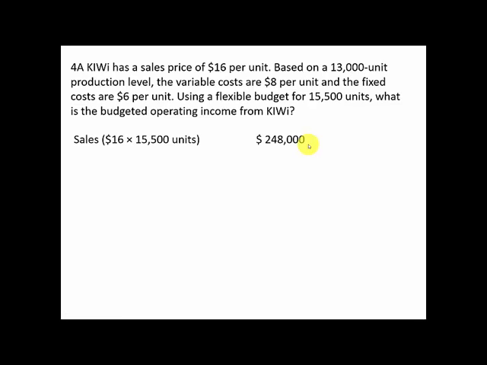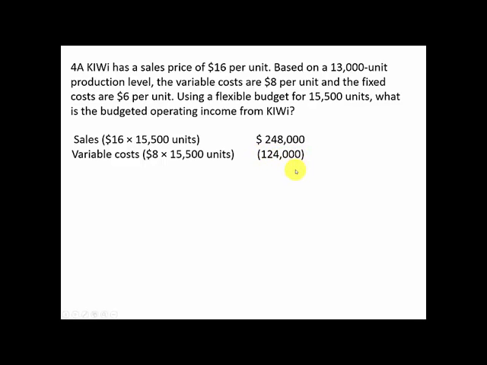So currently, let's see, sales are $16 per unit, and if we change that volume from 13,000 to 15,500, it'll be 15,500 times $16 per unit, or the sales level at 15,500 will be $248,000. And then variable cost, still based on the same 15,500 units, times $8 per unit, which is what it said it was, would be $124,000.